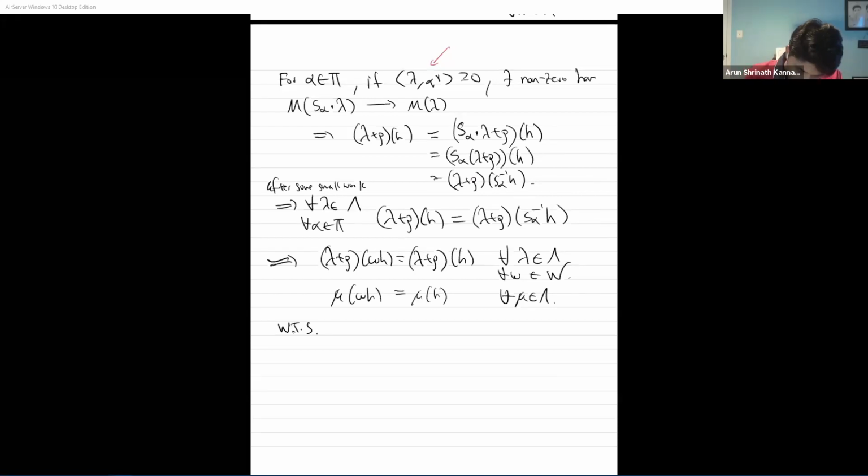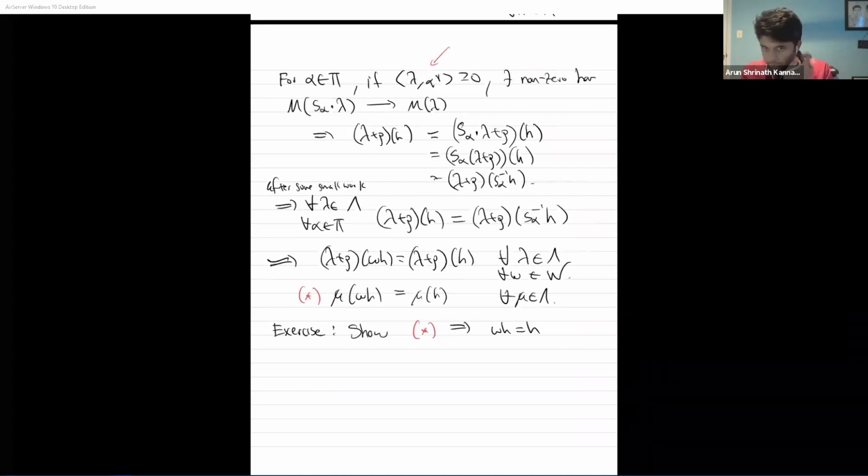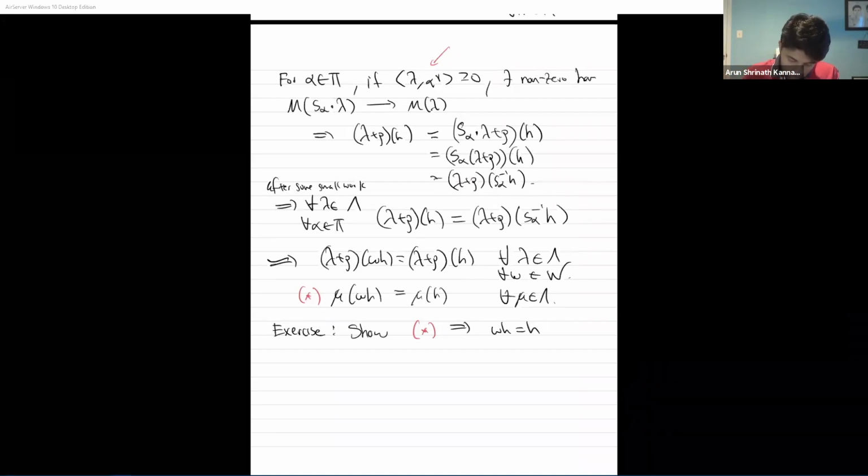Okay, so yeah, as an exercise, show that this, we'll call this star, implies WH equals H. And it follows from the linear independence of characters. Okay, so that means that WH is equal to H. Well, what was H? H was the image of Z under the Harish-Chandra homomorphism. So we deduce that psi of Z is an element of U0 W.